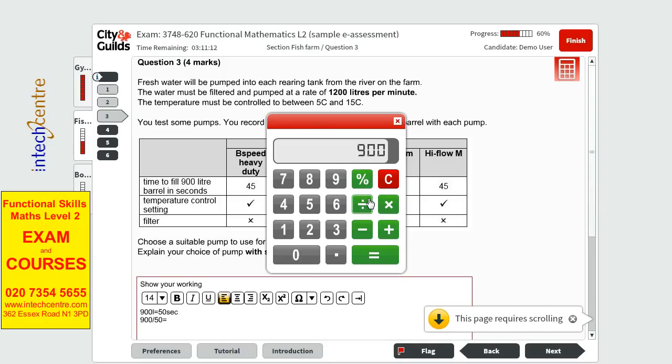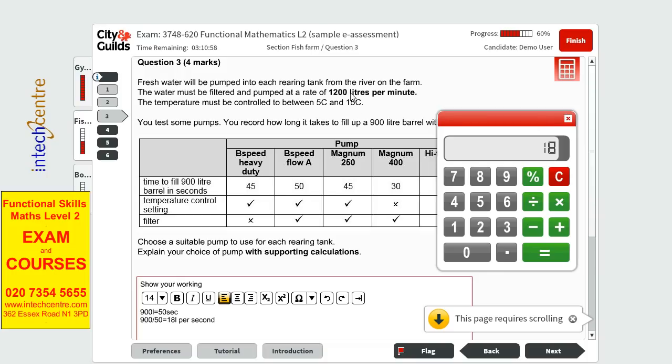Let's see. And we know that it's 18 liters per second. Now we need to find out whether you can pump 1200 liters per minute. So we know that 900 are pumped in 50 seconds. Let's find out how long it will take for the rest, 300 liters from 1200, to be pumped.